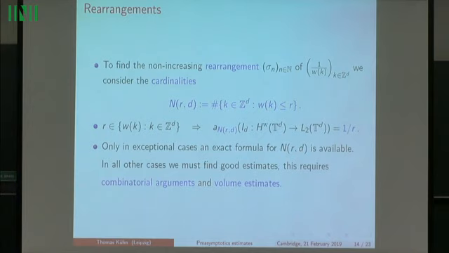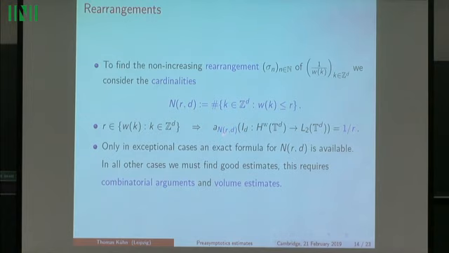So let's denote the non-increasing rearrangement of the diagonal entries of the diagonal operator, 1 over the weight, by sigma_n. And now n runs through the natural numbers. So in order to find this rearrangement, we consider the cardinalities of the set of all k in Z^d such that the weight is less than a certain threshold r. So if this r happens to be one of the values of the weight, then the approximation number with this index n(r,d) is exactly 1 over r.